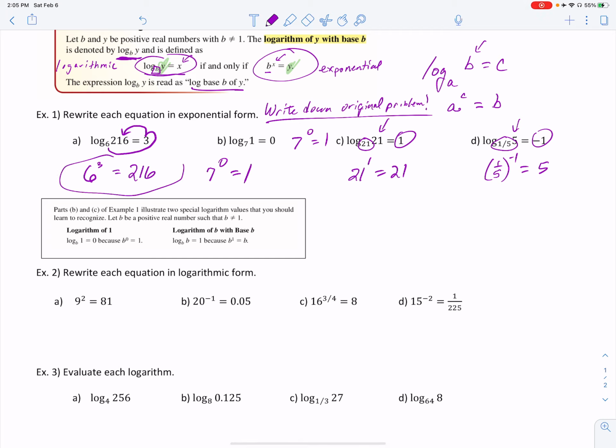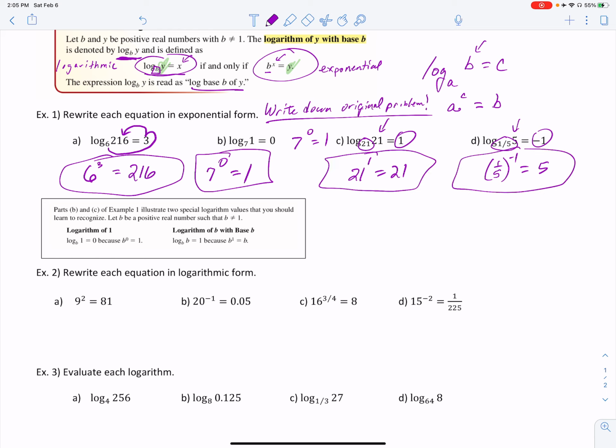All right, so rewrite those in exponential form. Those are your answers. Be sure to show the exponents, and that's it.